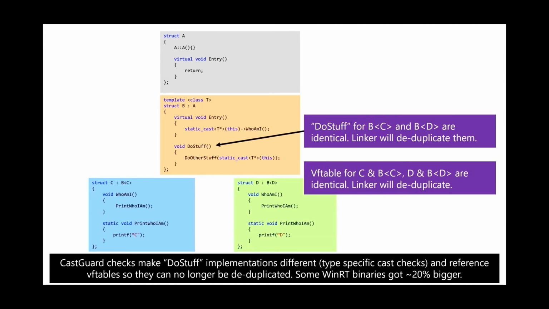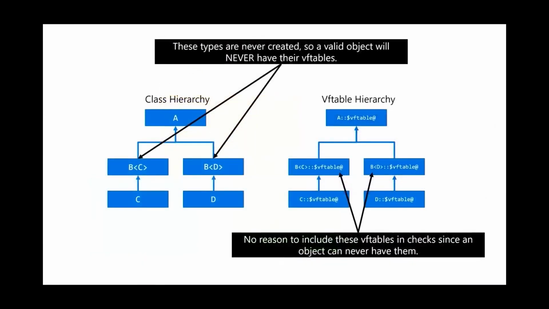And then the other reason this causes an issue is because these most derived classes, C and D, for example, do not change any of the virtual functions, which means that their virtual function tables are identical to their parent's virtual function table. And so again, the linker would merge those. But with CastGuard on, those vtables are used in cast checks, so we do not allow identical comdat folding to happen. And so some of our WinRT binaries, when we compiled with CastGuard, ended up getting 20% bigger, which is unacceptable for us.